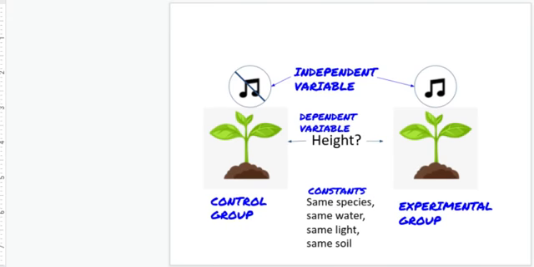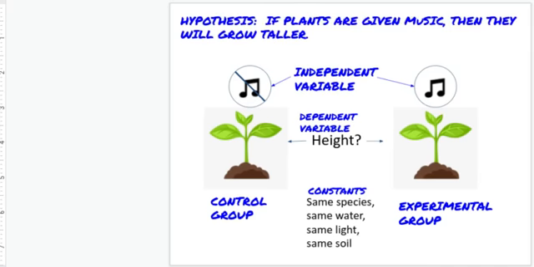Now, the Regents wants you to be able to frame this entire experiment in a hypothesis. Remember that a hypothesis is a prediction of an outcome. It is not a question. So the best thing to do for a hypothesis is frame it as an if-then statement. If plants are given music, then they will grow taller.